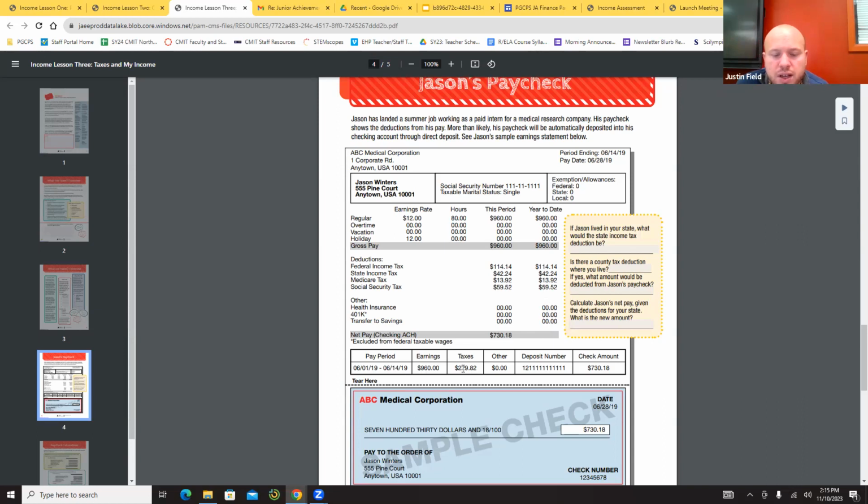And so he earned $960, but $229.82 were taken out in taxes. And so in the bank, he gets $730.18. Before you say, man, I want the whole thing, just know that this is how it works. We have to pay taxes.